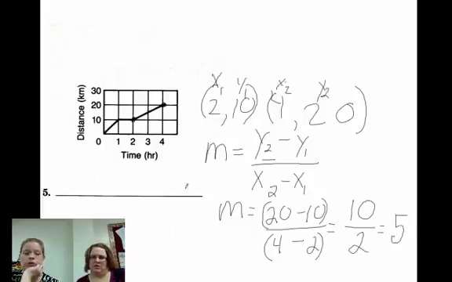Okay. So our slope is 5. And that's just from the 2 to the 4. Right. So that's just this line here. All right. Okay, very good. So that's slope. I remember doing this now.